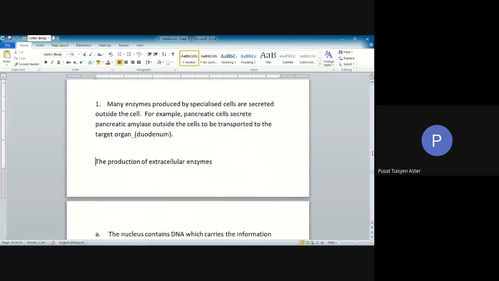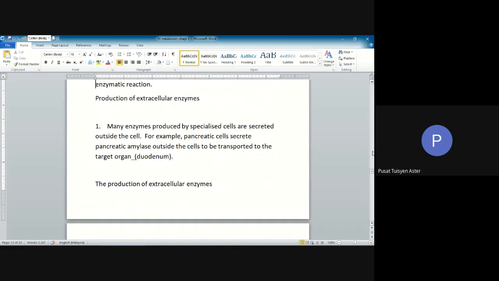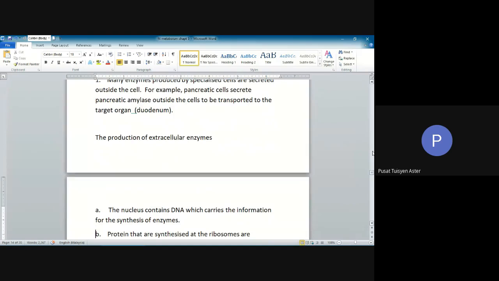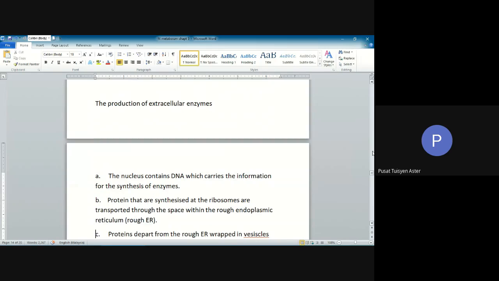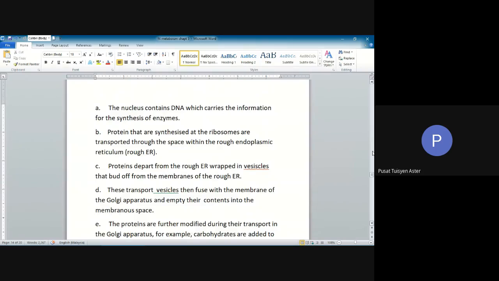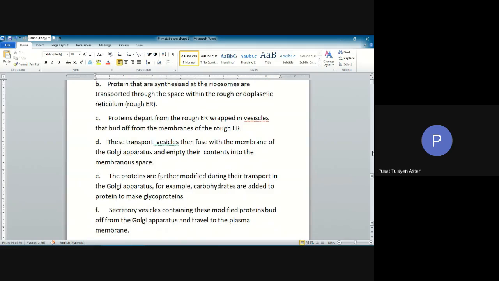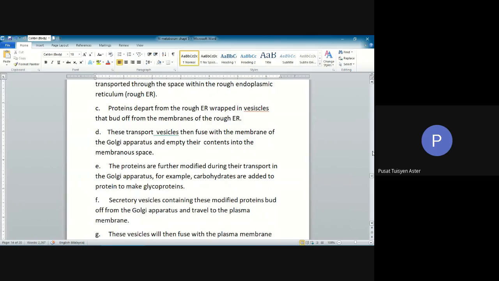So production of extracellular, banyak contoh ada. Many enzymes produced by specialized cells are secreted outside the cell. For example, pancreatic cell, dia punya target dia lain, okay? Production of extracellular pula, the nucleus contains DNA which carries the information for synthesis of enzyme. Okay, through rough endoplasmic reticulum, the protein is synthesized by ribosomes which are transmitted by the space within the RER. Okay, and then the proteins depart from the RER wrapped in vesicles, okay, transport vesicles that bud off from membranes of the rough endoplasmic reticulum.